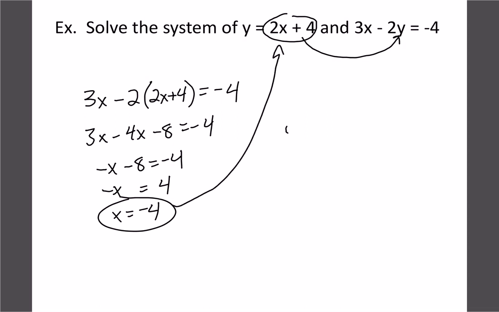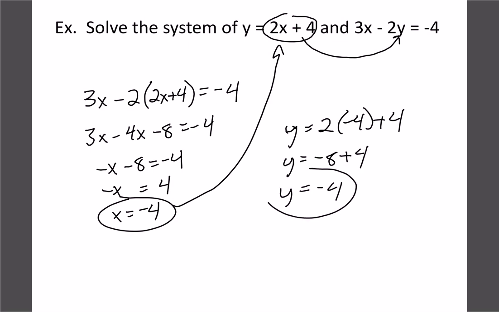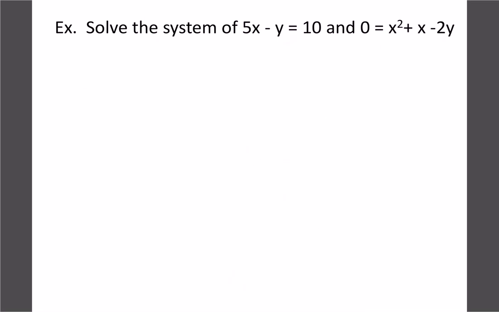Plug that back into our y equation. So 2 times negative 4 plus 4. So that gives us negative 8 plus 4, which is negative 4. So in this case, our coordinate is negative 4, negative 4. So it works well. It's just a little bit more math, but some people like it better than graphing because it's a little bit more accurate, and you don't have to worry about graphing it and things like that. So let's do another one.